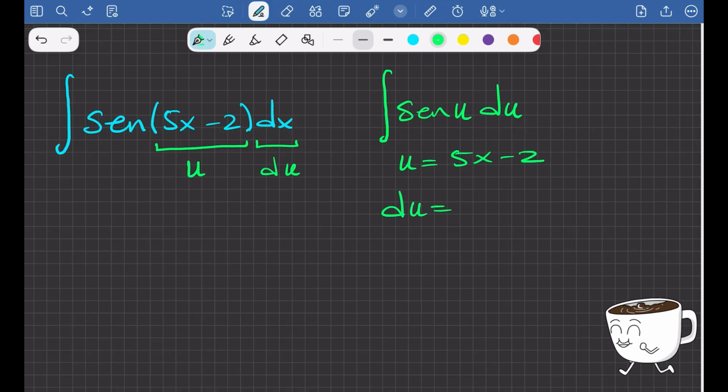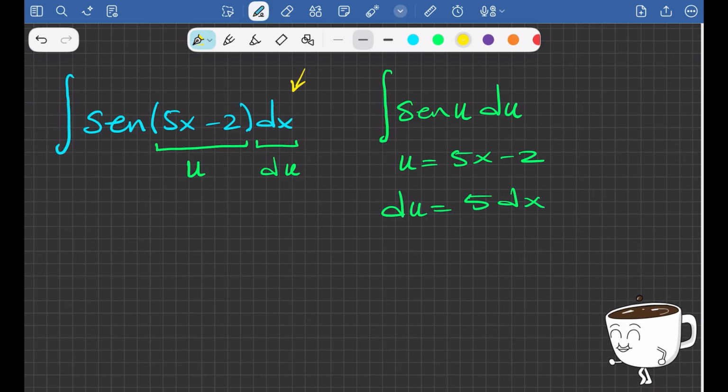How much is du? The derivative of minus 2 is 0, because the derivative of any number is 0. The derivative of 5x is 5dx. So what we have as du is 5dx. What do we have in the function of this integral? We have dx, nothing else. What are we missing? We are missing this 5. The differential must be complete.